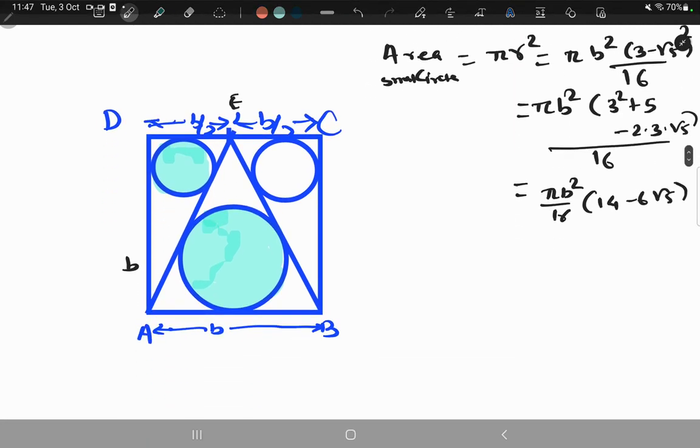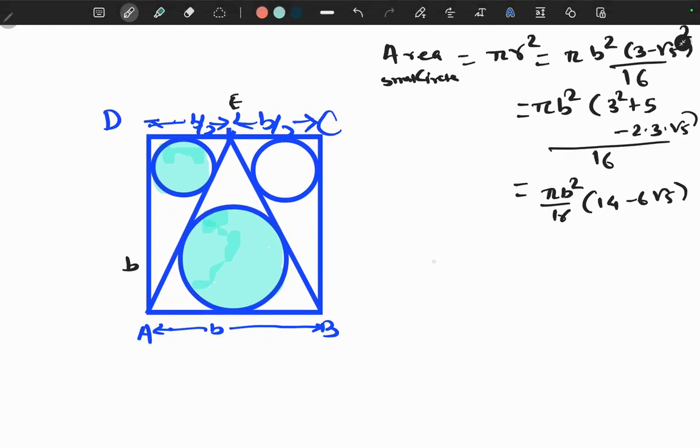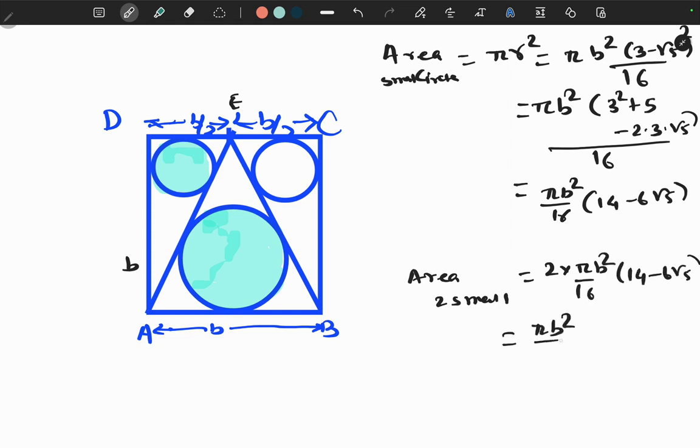And as I know there are two smaller circles, so the area of both will be just twice of this. Area of two smaller circles will be twice of this: 2 into pi b square by 16, 14 minus 6 root 5. So it will be pi b square by 8, 14 minus 6 root 5.